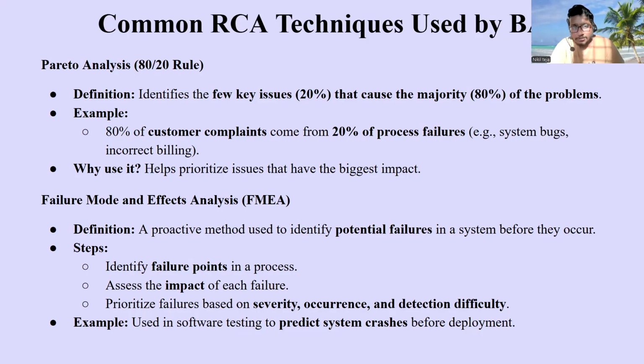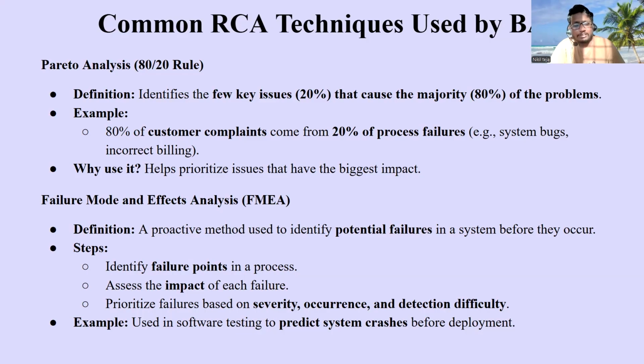80% of customer complaints come from 20% of process failures. It helps you prioritize issues that have bigger impact. So you can easily find the problem, right, by identifying the 20% of problems which are causing 80% of results. You can identify the problems of those 20% and directly eliminate them, or you can prevent them, or you can improve that 20%.